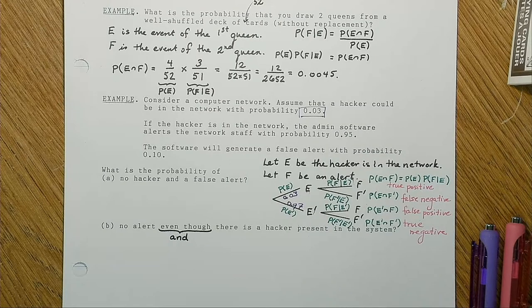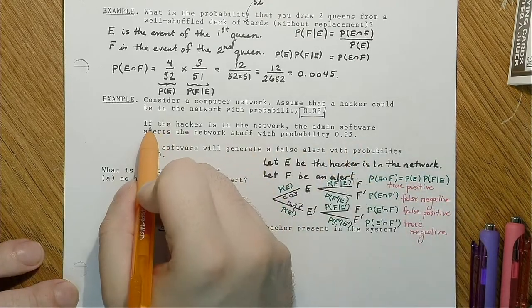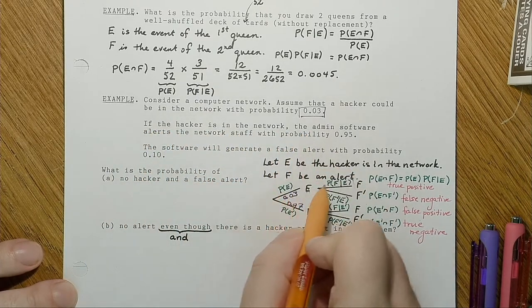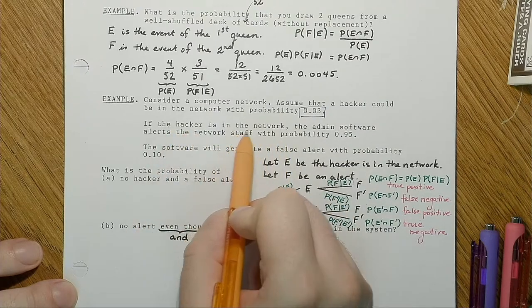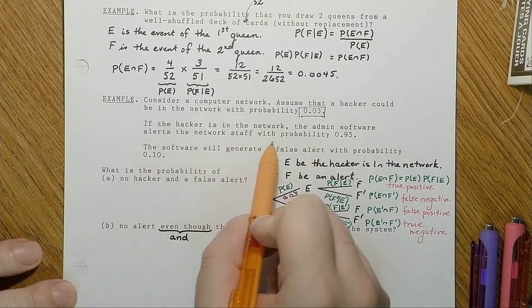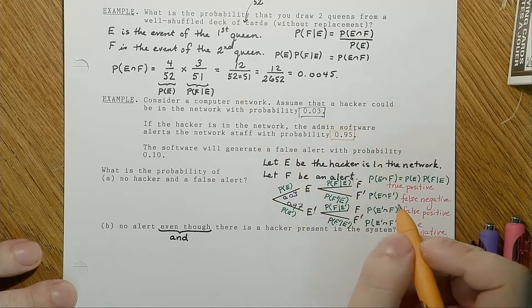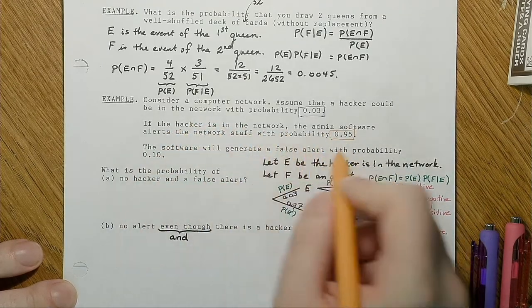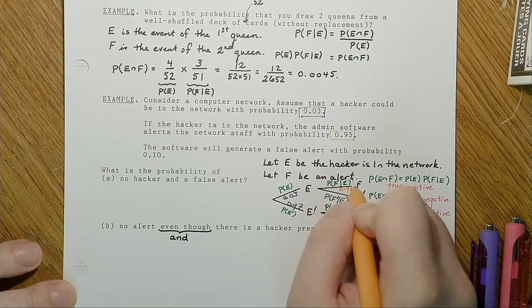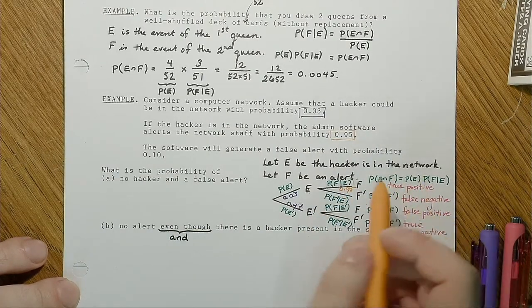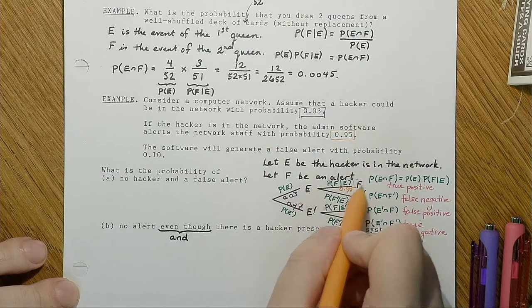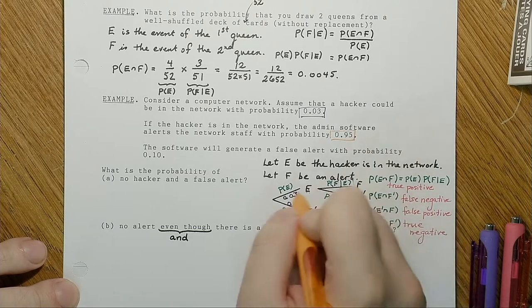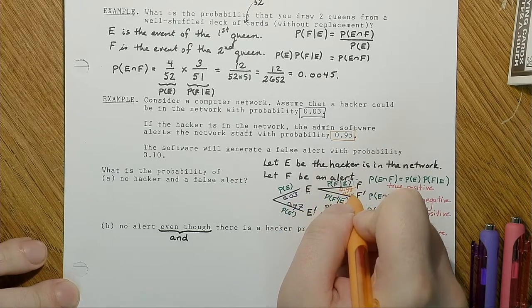Okay, maybe I'll switch up my pens to keep it color-coded. Let's use orange. So over here, if the hacker is in the network, the administration software alerts the network staff with probability 0.95. So if there is a hacker in the system, we'll get an alert with 0.95. And that means that it will not generate an alarm if there's a hacker in the system with 0.05 probability.